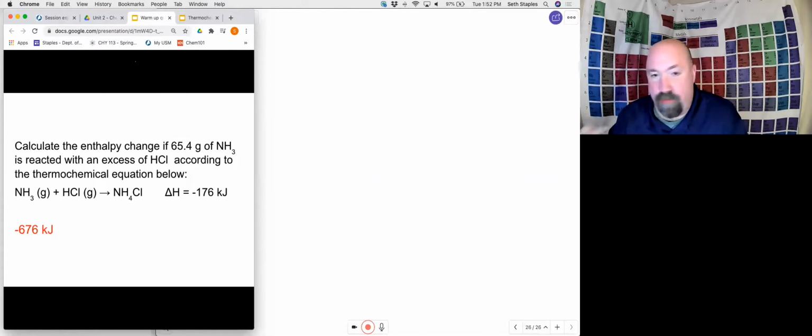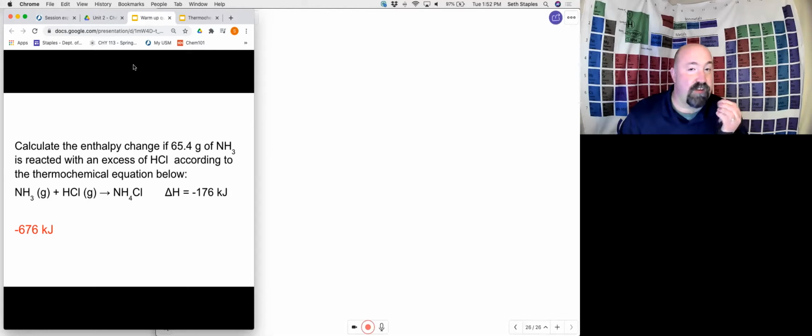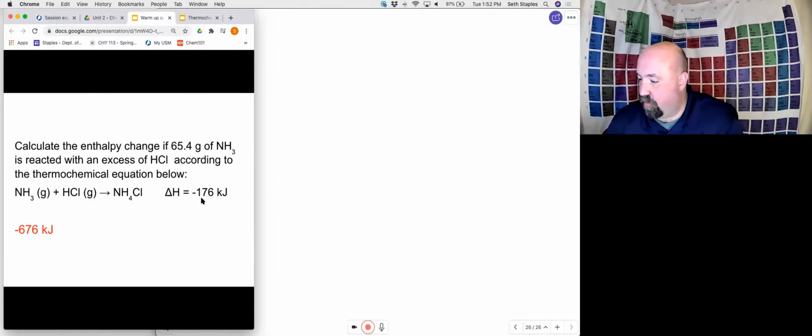And so in this problem here, one of the things we have to recognize just in general with thermochemical equations is that they provide just another conversion factor for us. So we know that every 1 mole of NH3 that reacts releases 176 kilojoules of energy. So there's our conversion factor. And so the first thing that we have to do is to take our given amount of NH3, 65.4 grams, and we're going to convert that over to moles just using our molar mass.